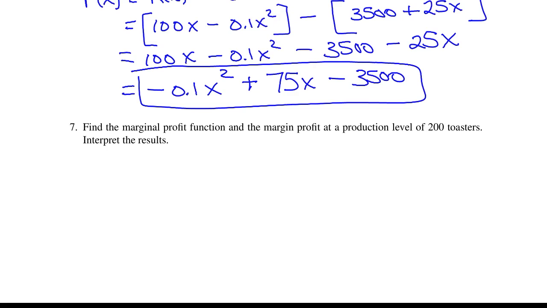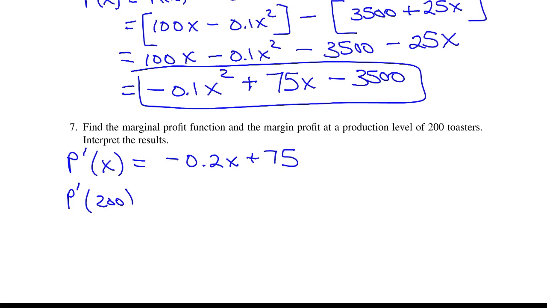Seven, find the marginal profit function and the marginal profit at a production level of 200 toasters. So the marginal profit function is P prime of x. That would be negative 0.2x plus 75. P prime of 200 would be negative 0.2 times 200 plus 75. That would be $35 per toaster.